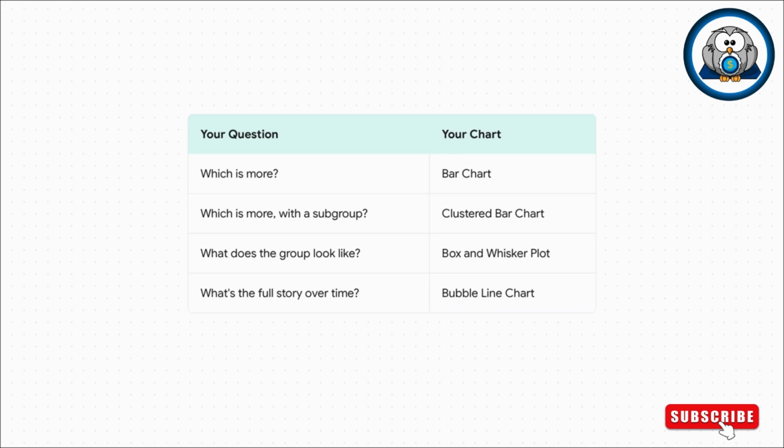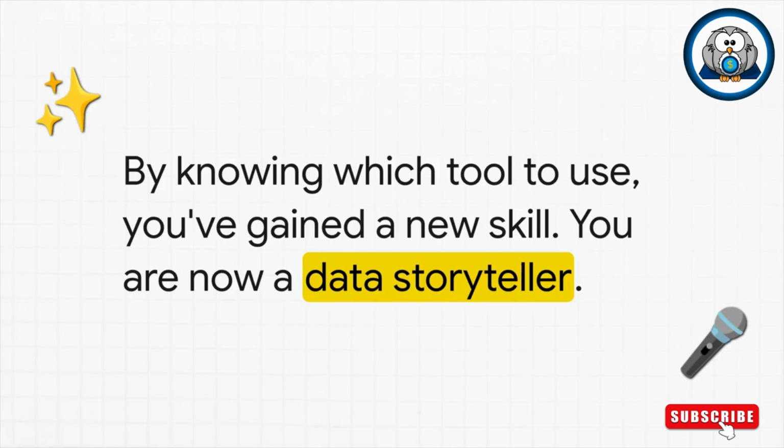Want to know what the whole group looks like? Get a feel for its shape? The box and whisker plot is your friend. And to tell that rich, layered story over time, the bubble line chart is your powerhouse. And just by knowing which tool to use for which question, you've unlocked a really powerful skill. You're not just someone who looks at data anymore, you're a data storyteller.